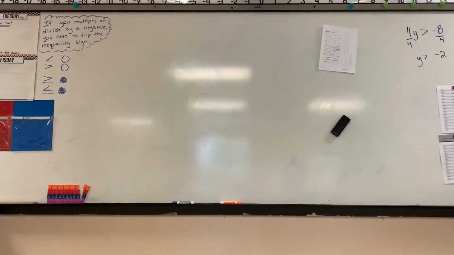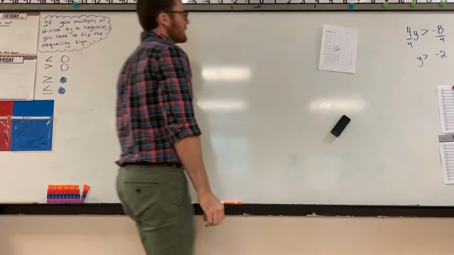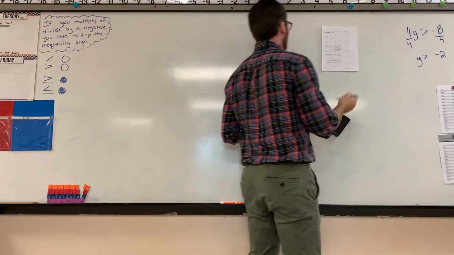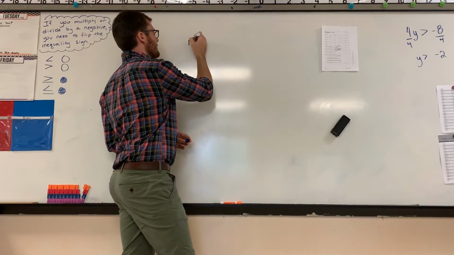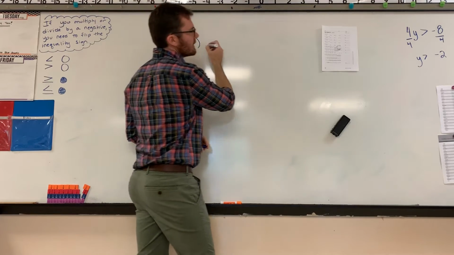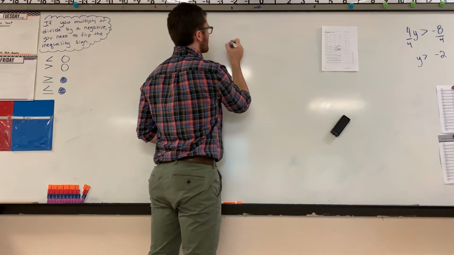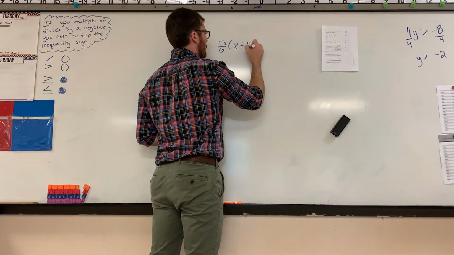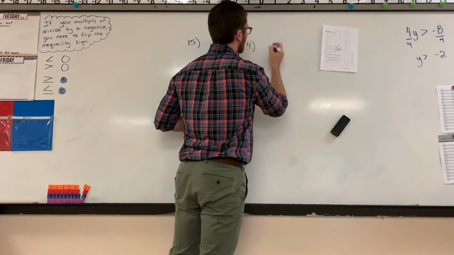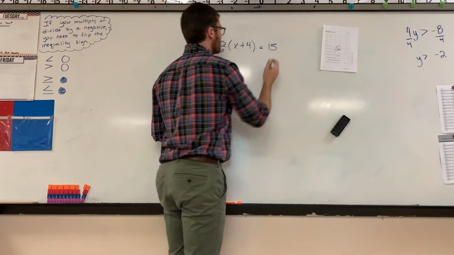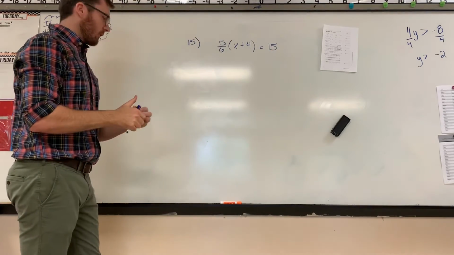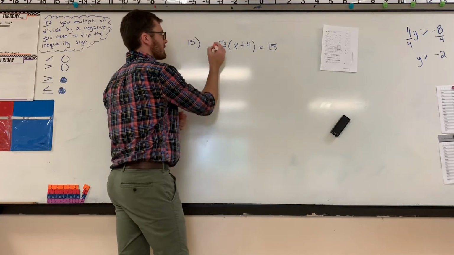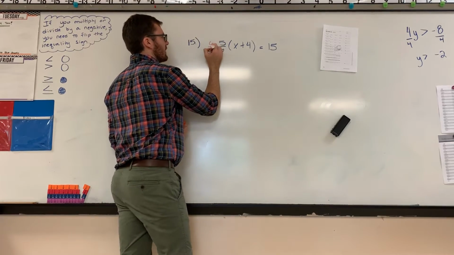Okay, let's do some with inequalities. Let's take a look at 15, another one that I want you guys to see. 15 is 5/6 times x plus 4 equals 15. Okay, well, if I use the reciprocal to get rid of this fraction, I'm going to multiply by the reciprocal, 6/5.